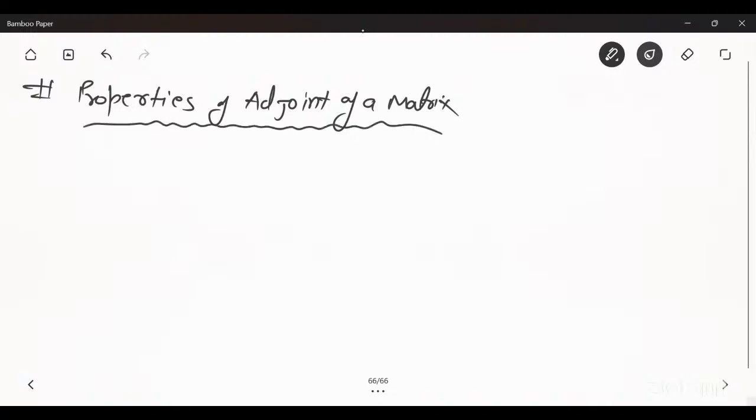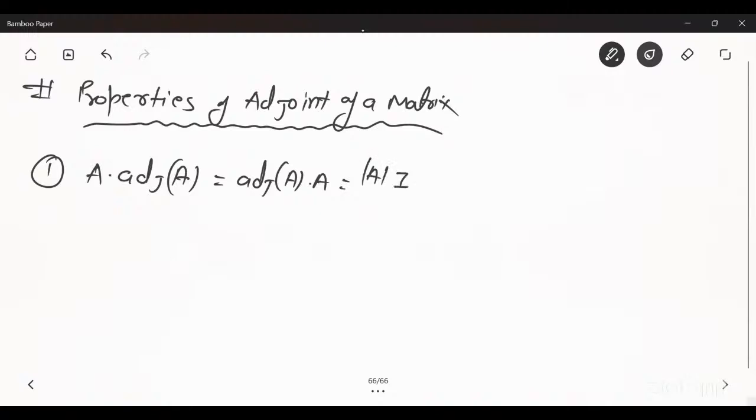Now the first property is A into adjoint A, or you can multiply adjoint A into A. You will always get mod A into I. Mod A means determinant A into I. Second property is the determinant of adjoint A is always equal to mod A to the power n minus 1, where n is the order of A.